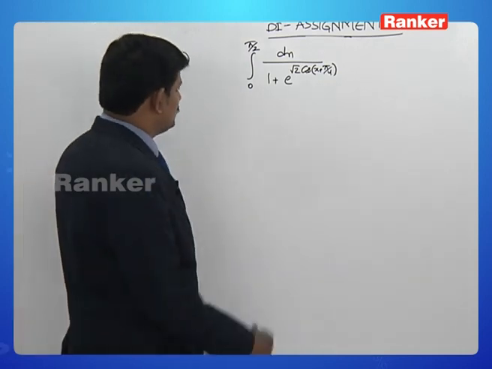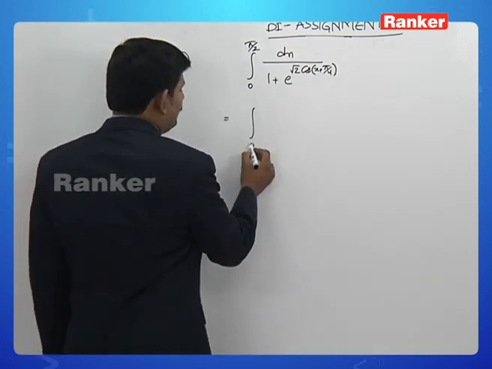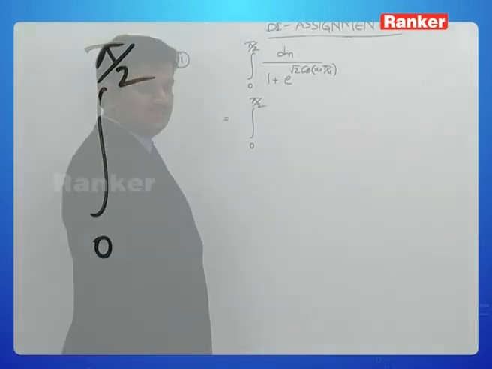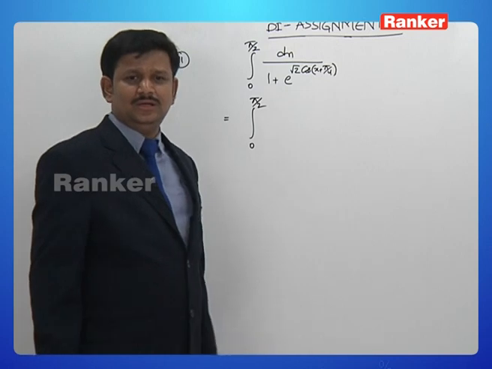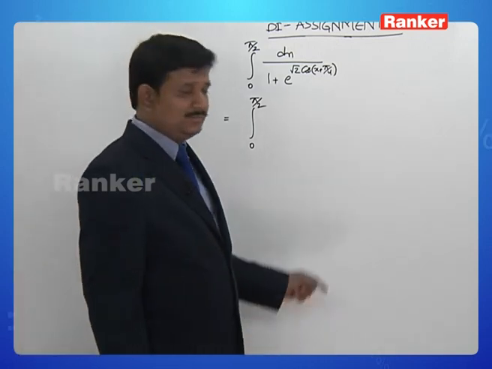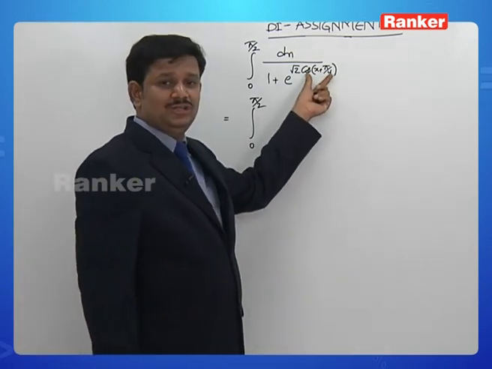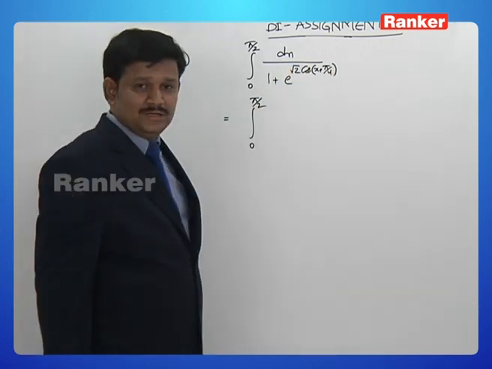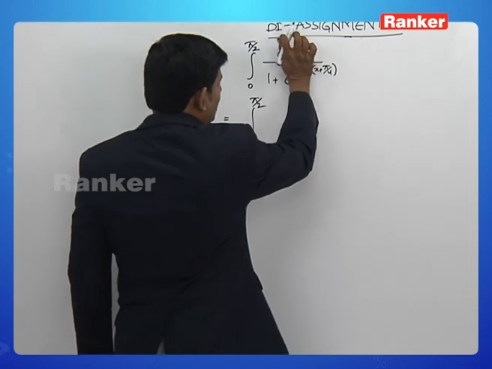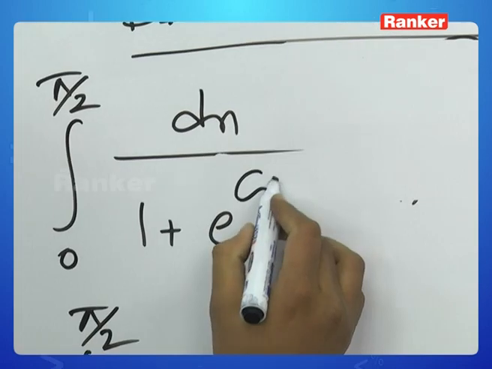At the first instance, this question looks difficult, but it is a very easy question. Integral 0 to pi by 2, look at the formula of cos of x plus pi by 4. Cos of a plus b is cos a cos b minus sin a sin b. Cos of x plus pi by 4 is cos x minus sin x by root 2. Root 2 gets cancelled. So, this is e power cos x minus sin x.